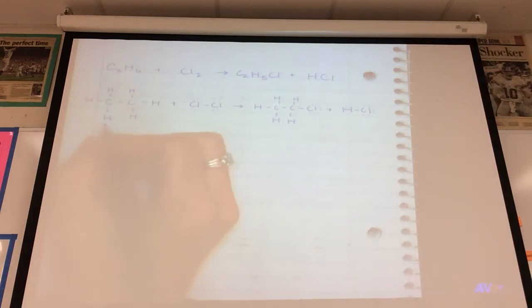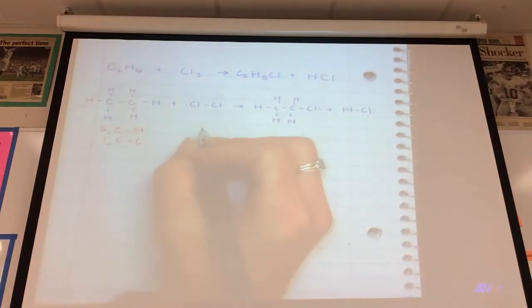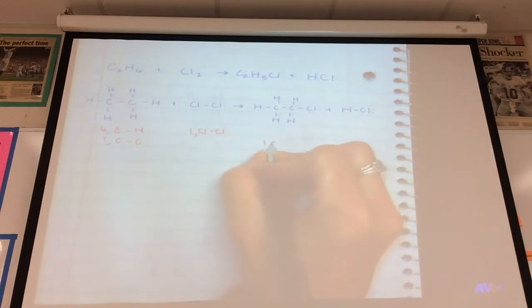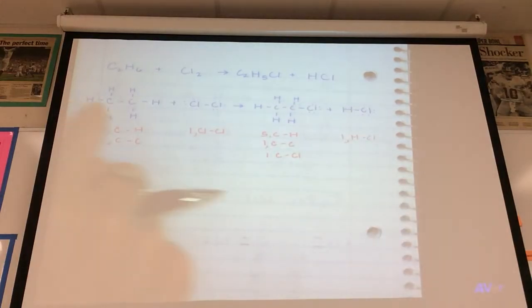Once you do that, you want to look at how many of each type of bond you have. So in ethane, I have 1, 2, 3, 4, 5, 6 C to H bonds. I have 1 C to C. I have 1 Cl to Cl. I have 1 C to C, 5 C to H's, and 1 C to Cl. And here I have 1 H to Cl. Now, if I had a coefficient anywhere, I'd have to factor that in and multiply everything I've got by that coefficient.